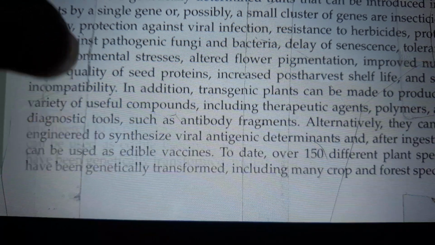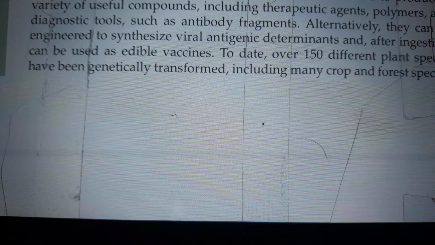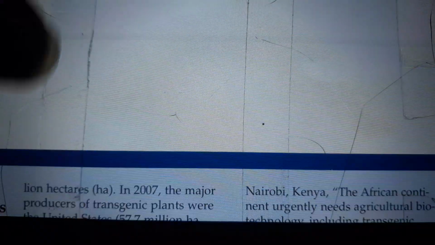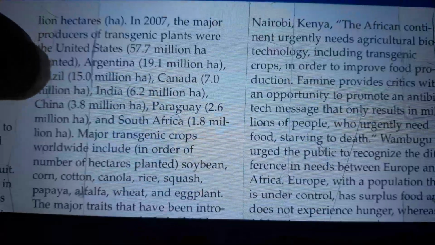In addition, transgenic plants can be made to produce a variety of useful compounds, including therapeutic agents, polymers, and diagnostic tools such as antibody fragments. Alternatively, they can be engineered to synthesize viral antigenic determinants and after ingestion can be used as edible vaccines. To date, over 150 different plant species have been genetically transformed, including many crop and forest species. We're on to a milestone note now.